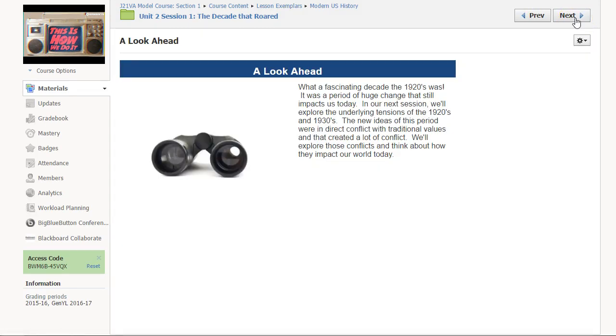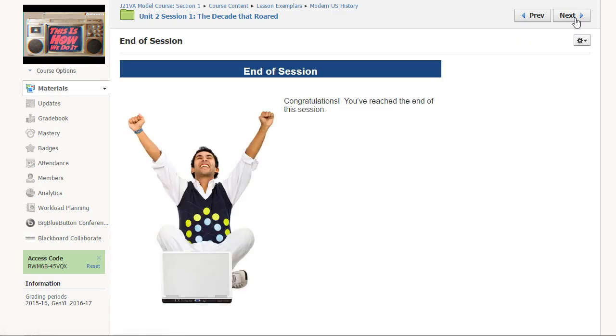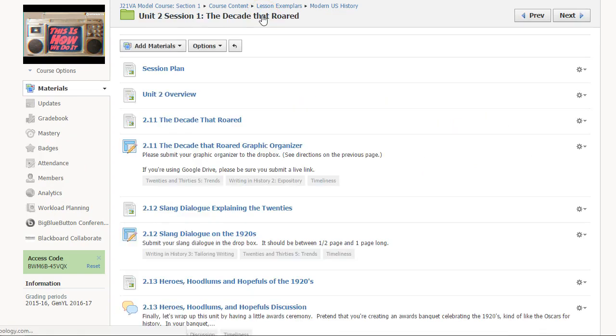Then we have a look ahead to where we're headed in the next session. And then because of the way that Schoology is set up, I always end with this graphic, because what happens if you keep clicking next, it'll jump into the next folder within that course session. So I give them this graphic just to let them know that the session's done. But that gives you an idea of how I set up a weekly session.